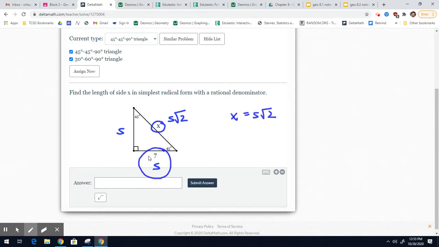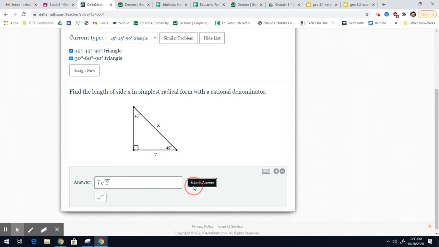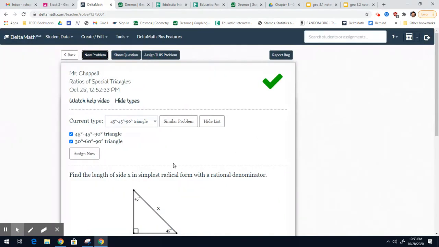Look here. They give you what the side length is. The side length is 7. So x is just 7 square root of 2. You're done. That's it. Don't overthink it. Use the labels, memorize it, and get it done.